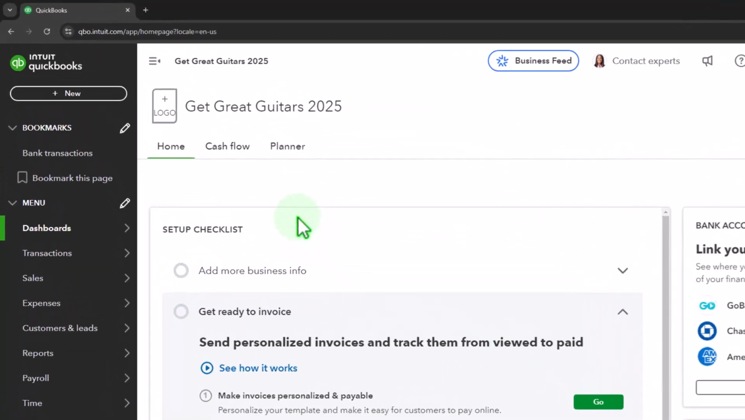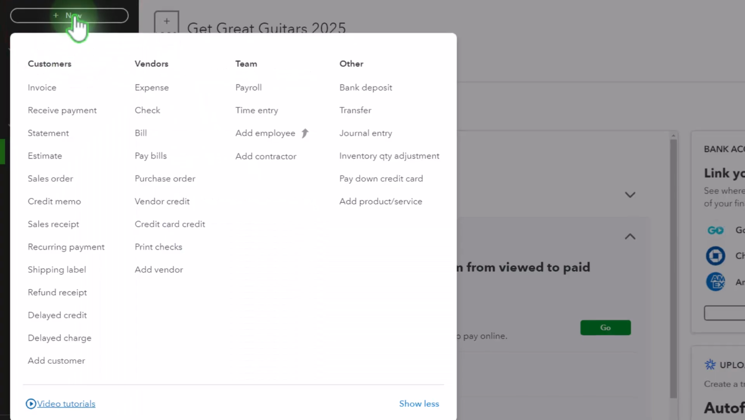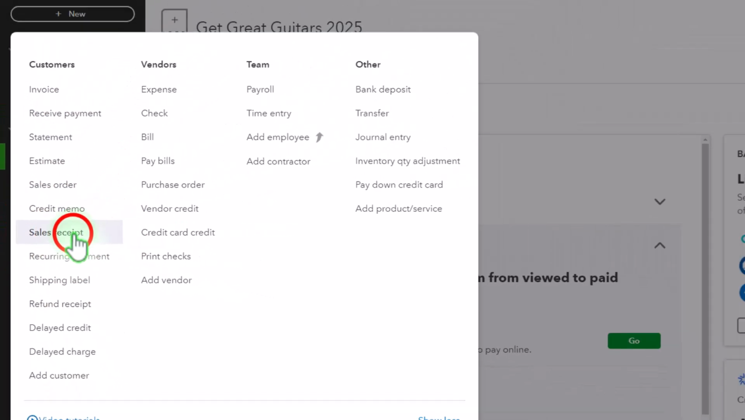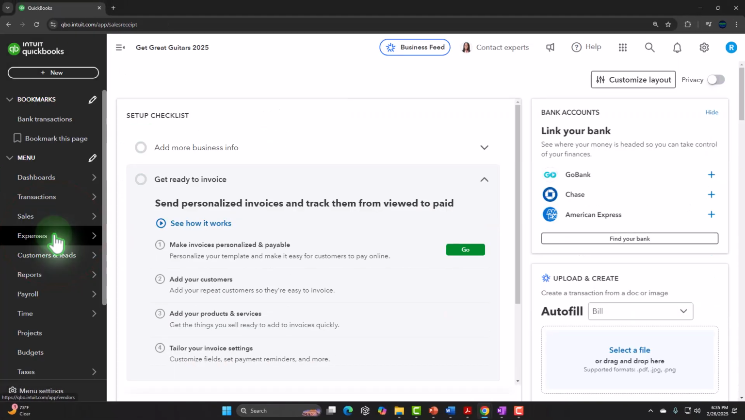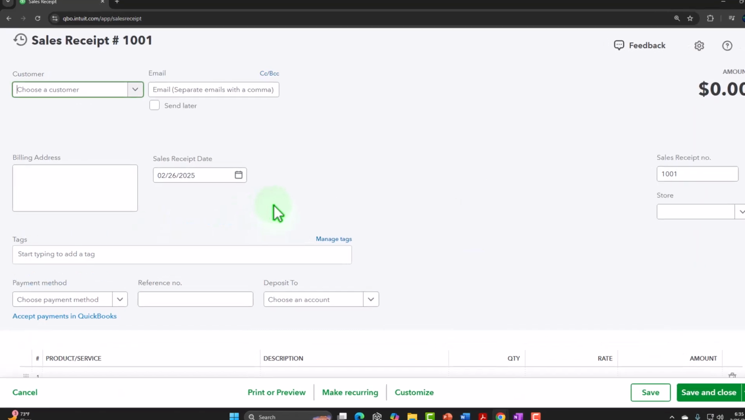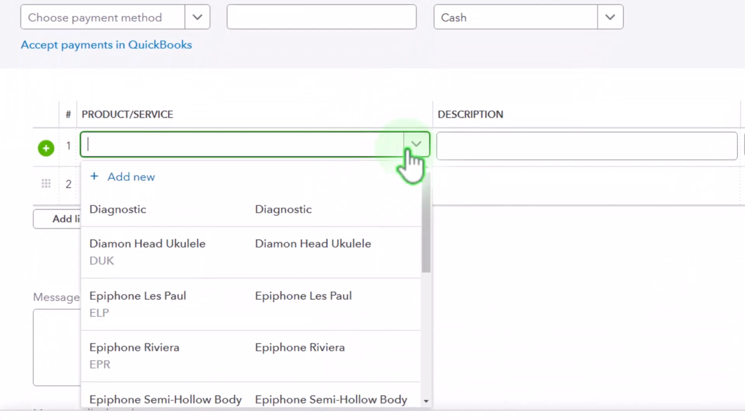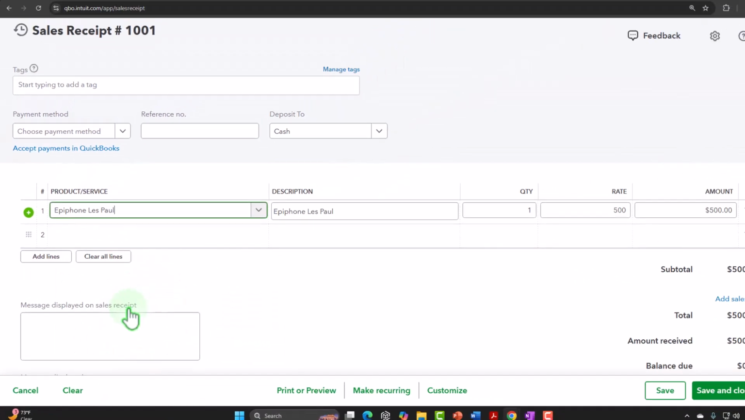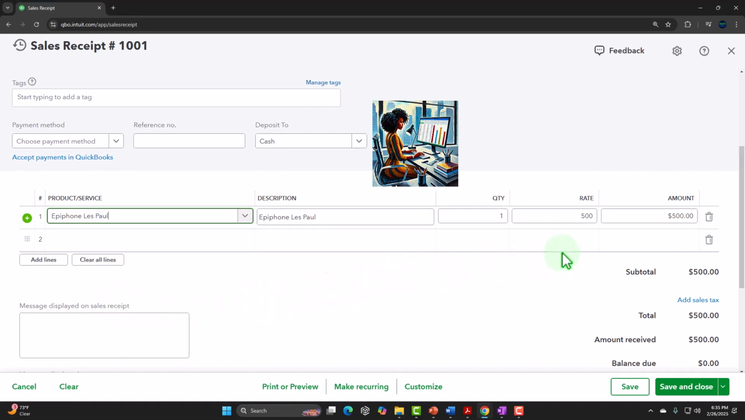So if I go into the plus button here, our sales forms are an invoice and a sales receipt form. So if I go into, say, a sales receipt, then we could sell some item here. So if I sell a guitar in our case, then it's going to cost $500. That's what we charge for the guitar.